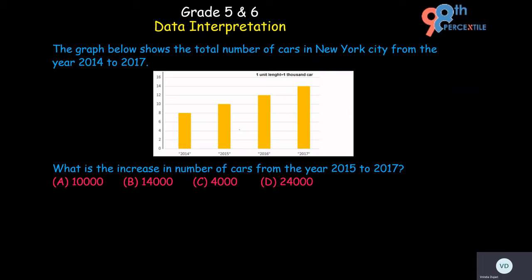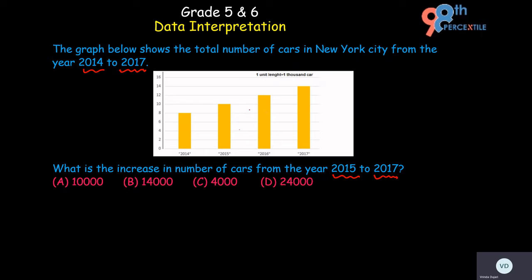And today in this video, we are going to learn how to solve a question of grade 5 and 6 of the battery data interpretation. So let's see what is the question. The question says, the graph below shows the total number of cars in New York City from the year 2014 to 2017. What is the increase in number of cars from the year 2015 to 2017?